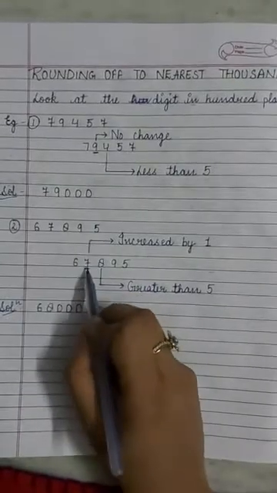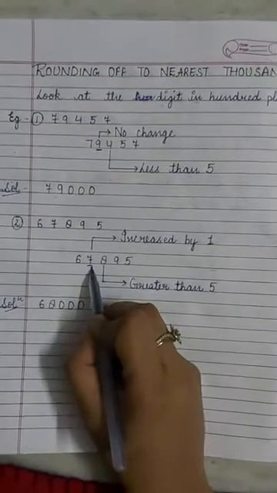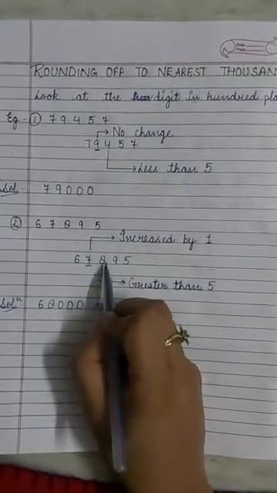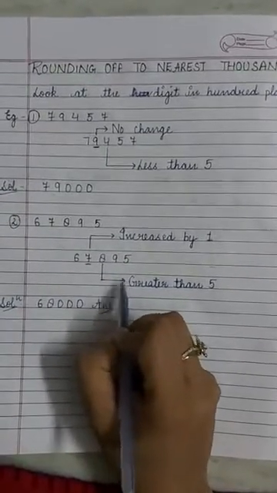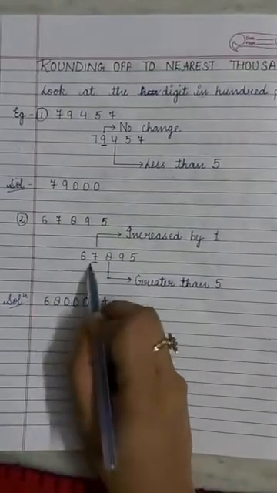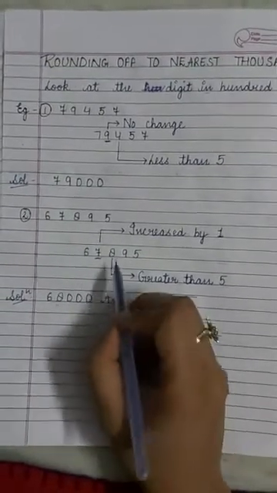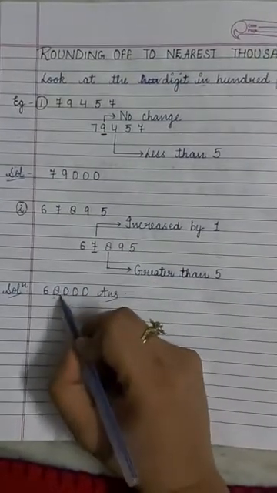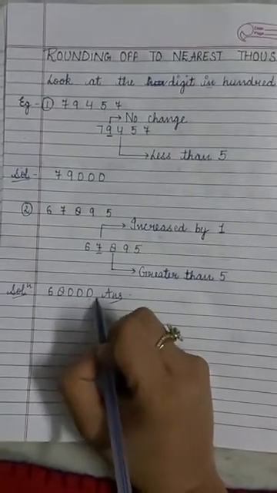Now the next example, 67895. I have underlined 7. Why? Because it is on the 1000 place. Now I will observe the digit in the 100 place, that is I will observe 8. 8 is greater than 5. So 7 will be increased by 1. Now see, 6 will remain as it is. 7 will be increased by 1, so 7 will become 8. Now replace 8, 9 and 5 by 0. 8 is replaced by 0, 9 is replaced by 0 and 5 is replaced by 0. This is the required answer.